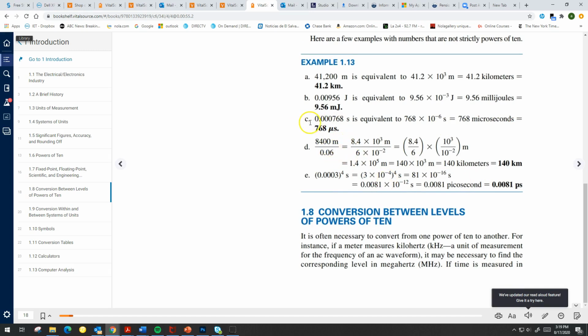Let's do one more. C, yeah, 0.000768 seconds. Again, I want to write that number in engineering notation. Notice that if I move the decimal point 3 times over to the right, I still don't have engineering notation. So if you notice here, you have this number.